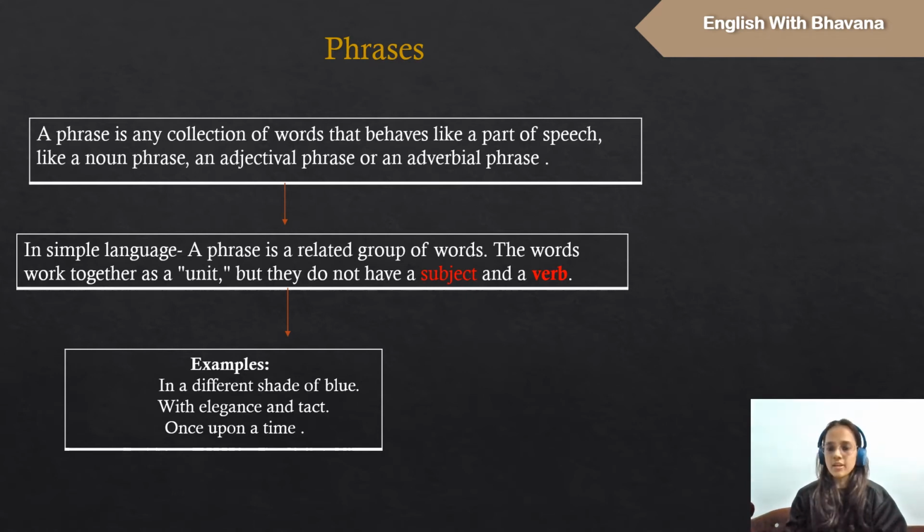Okay? Phrase क्या होता है ना, group of words है जिसके पास सब्जेक्ट और वर्ब नहीं है. In easy language, it does not have complete meaning as well at times and specifically does not have a subject and a verb. Let's say example, in a different shade of blue, there is no subject, there is no verb, no action. With elegance and tact, again there is no subject, no verb. Once upon a time, there is no subject, no verb. So phrases are nothing but a group of words which do not have a subject and verb.